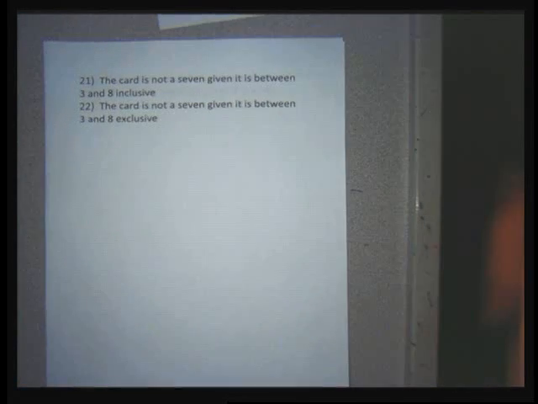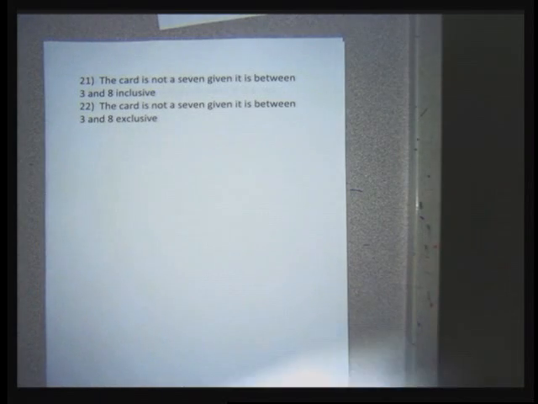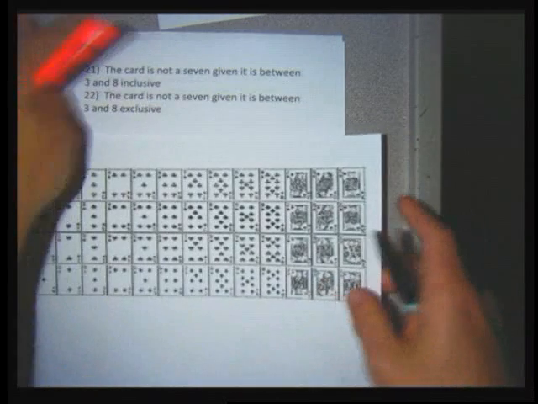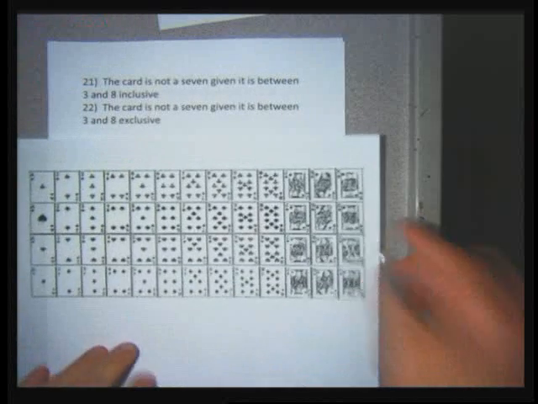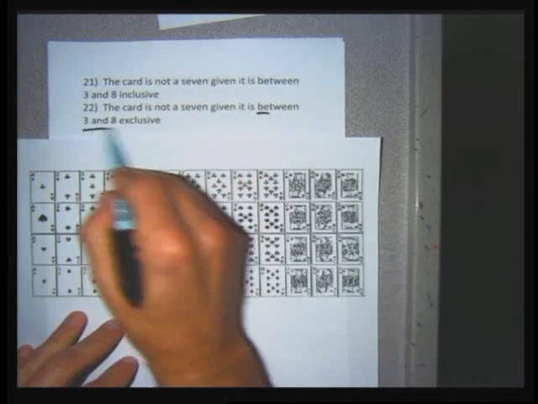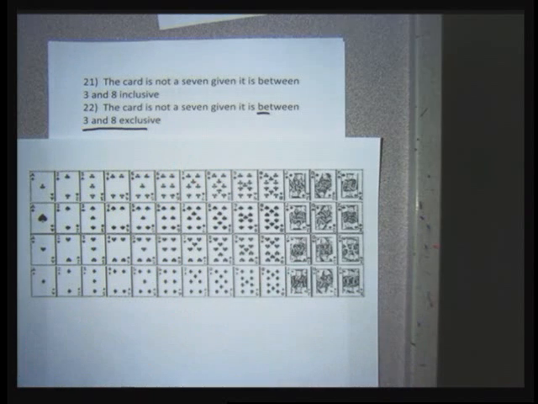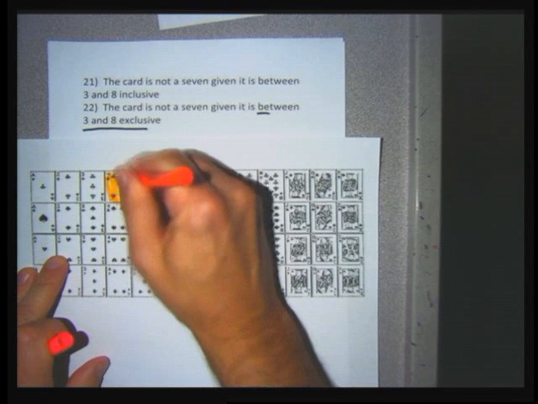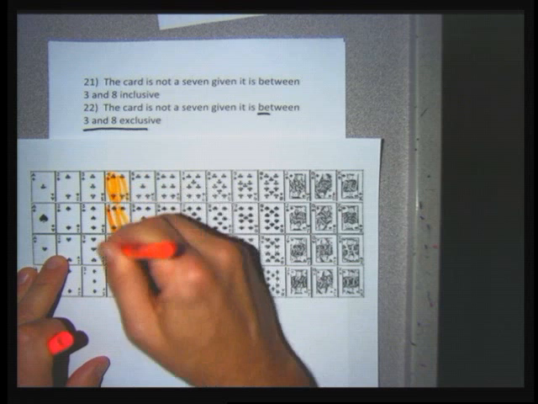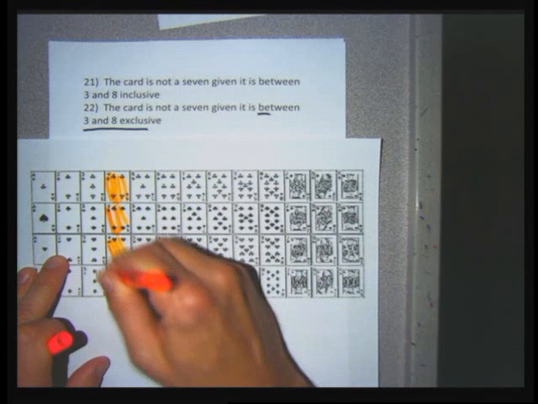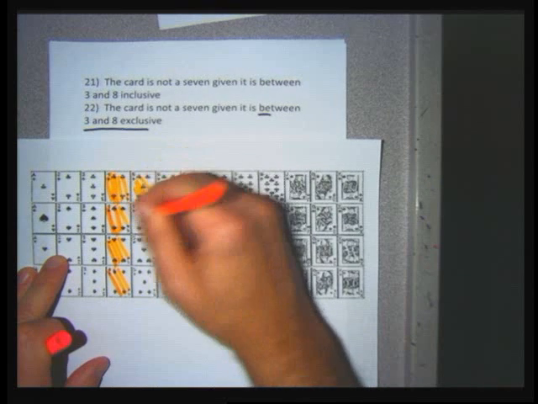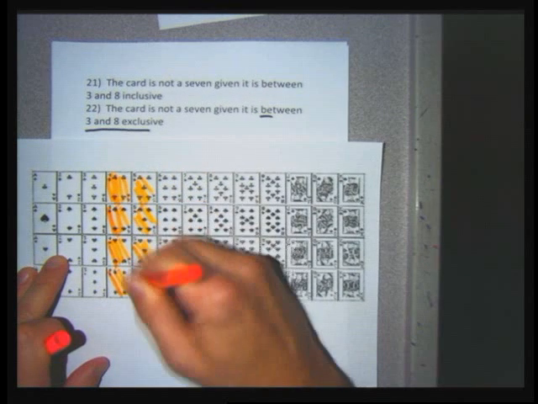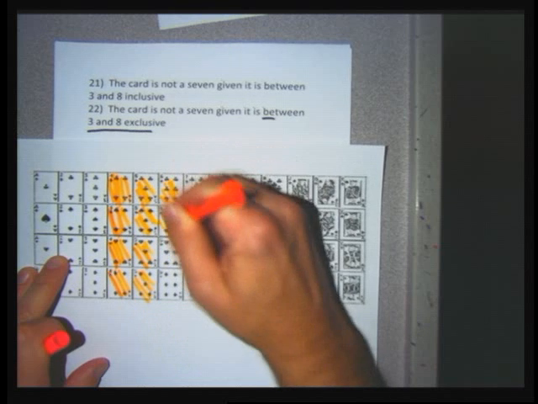All right, what a horrible problem this is coming up. So 22, the probability that the card is not a 7 given it is between 3 and 8 exclusive, meaning I can't count the 3 and the 8, only count the 4, 5, 6 and the 7. So my reduced sample space in problem 22 are all the cards between 3 and 8, not including the 3 and the 8. In your problem 21, you're including the 3 and the 8 because it says inclusive. So your reduced sample space is bigger than mine. It has 2 more columns of cards to count.